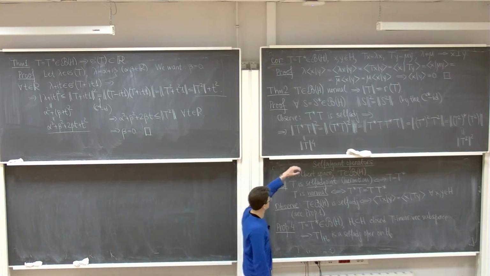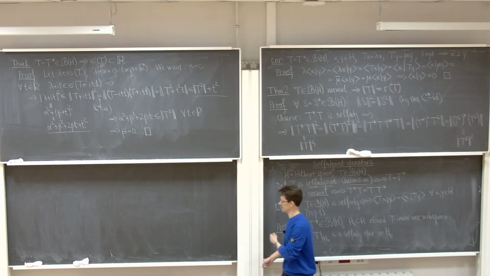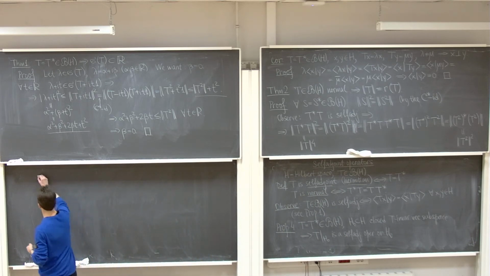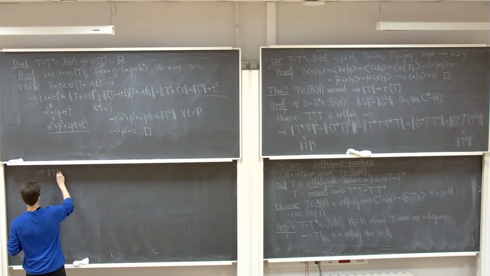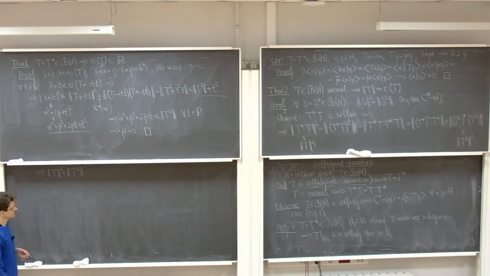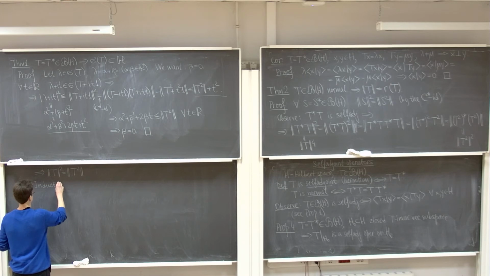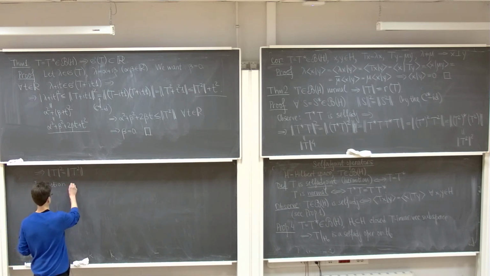Okay, now we compare this and this. We take the square root, and we see that we have the following inequality. And now we just use the inductive argument. We apply the same to the operator T squared, and so on. And we see that the same formula holds for each power of 2.